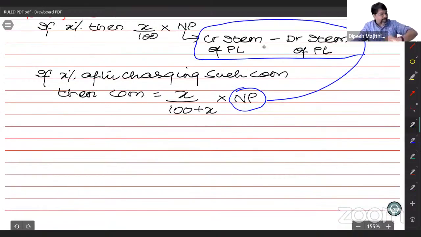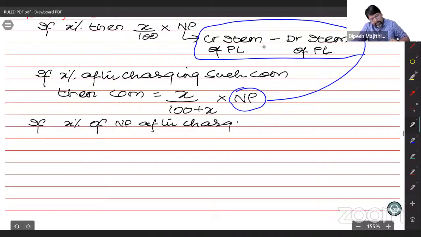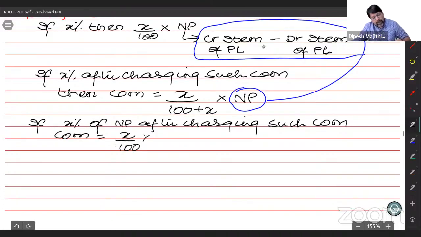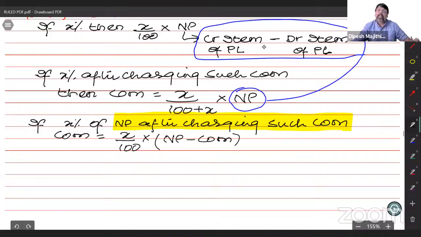Now understand. If X% of net profit after charging such commission, then commission is equal to X by 100 into net profit after charging such commission. Net profit after charging such commission is nothing but net profit minus commission. Yes.